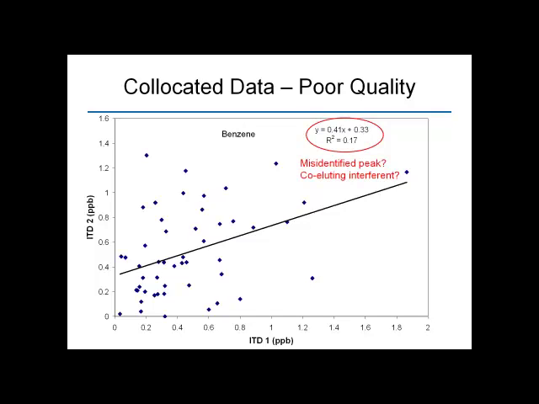And so, is this a misidentified peak in terms of the gas chromatograph mass spectrometer? Is there some co-loading interference? Is there some growth in the samples? There's something going on with their benzene data. And they didn't look at it until too late in the study. And so really, there was nothing they could do at that point to improve the measurements.